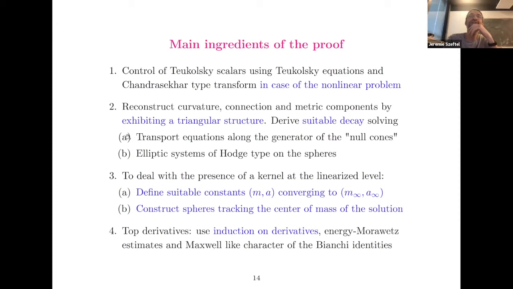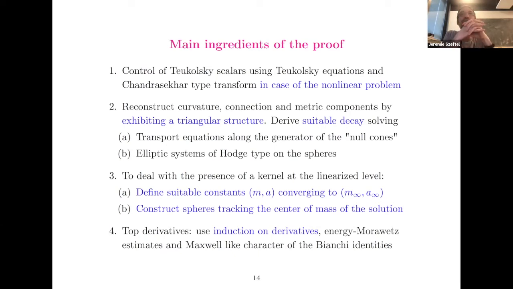So here, for decay estimates, you will have two types of equations. You will have transport equations along the generators of the null cones, in quotes, which are not quite null cones in perturbations of Kerr, and you will have elliptic systems of Hodge type on the spheres of intersection. Okay, so either you transport things along the generators of the null cones, or the approximate or asymptotic null cones, if you want, or you solve elliptic systems of Hodge type on spheres.